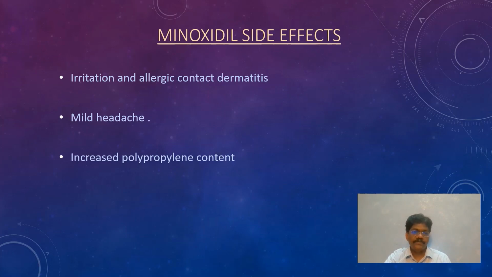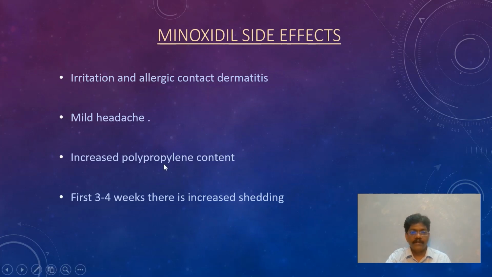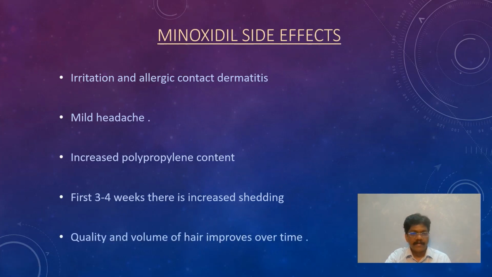Minoxidil prolonged usage is very important because in the first 3 to 4 weeks of usage of minoxidil, one can see increased shedding. Many people discontinue usage and find fault with the solution itself. They say the drug doesn't work well, or it's not doing its job. But the effects of minoxidil are seen only with continued application. First 3 to 4 weeks you could have shedding, but as the time progresses, the volume and quality of hair improves.